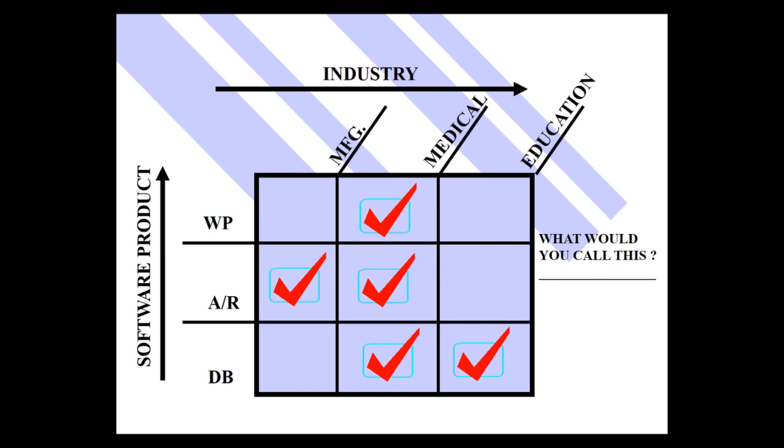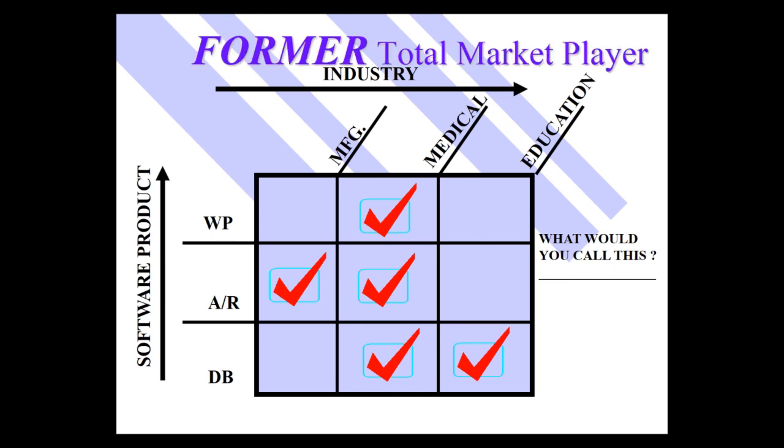Now, at first blush, it might seem almost like a schizophrenic marketer, but typically when you get a profile like this, you're a former total market player. You used to go after everybody, but over time you've identified there are areas where you have strengths and there are areas where you have weaknesses, and then you focus on those strengths. So at first blush, that might not seem to make sense, but that's probably how this evolved.